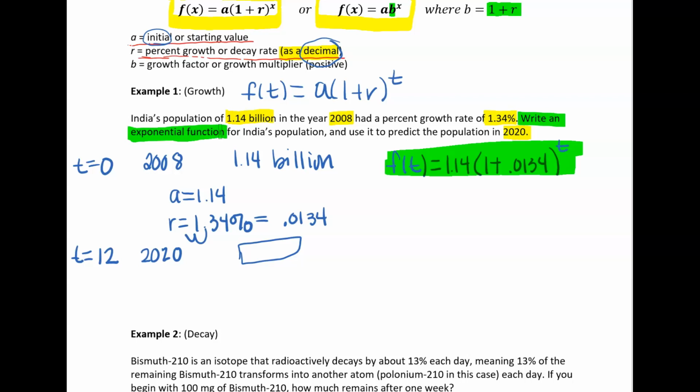So this first part here that said write the exponential function, that right there is writing your exponential function. And in the homework, I would go ahead and hit submit if they have that blank there and make sure you have gotten that correctly before moving on to the next blank. For the next one, we want to predict the population in 2020. Well, we've already changed that to a t value of 12.